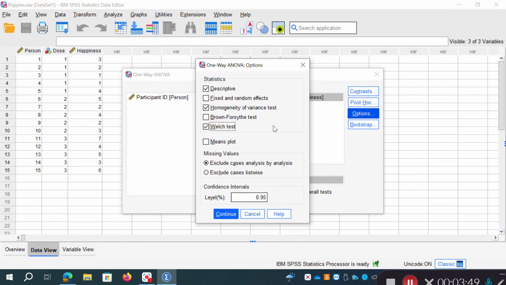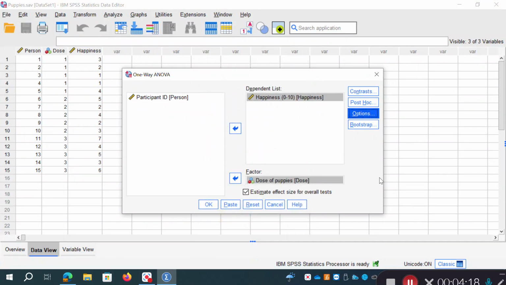It's not necessarily the case that we'll need it, but if Levene's test for homogeneity of variance is significant and we can't assume equal variances, then we'd want to interpret Welch's test. I could run the analysis, check Levene's test, and if it's significant, run it again and select the Welch test, but I can set the whole thing up in one go, select all the things I might need, and just interpret the things I eventually need. So I'll click on Continue.